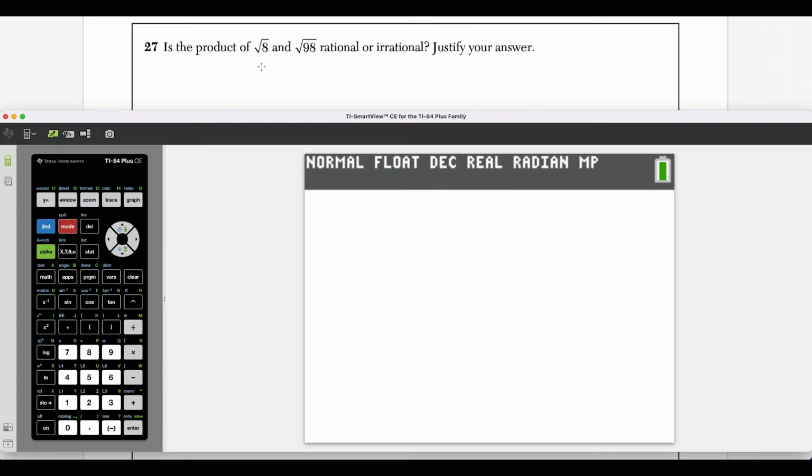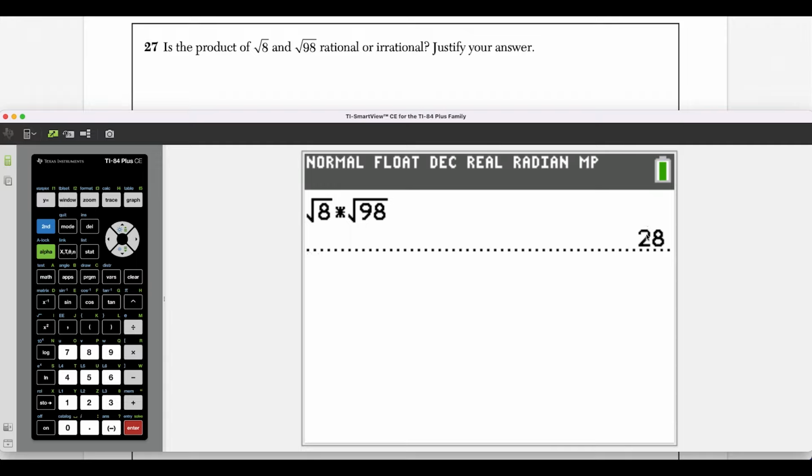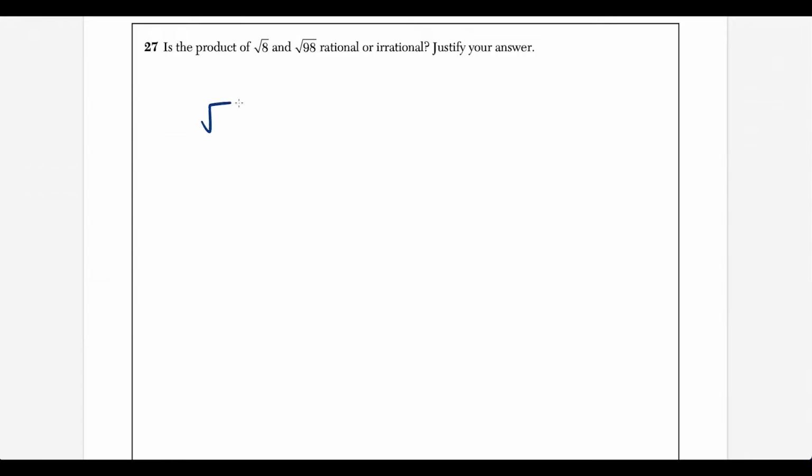For question 27, we want to know if the product of radical 8 and radical 98 is rational or irrational. Well, first up, you have to know that a product means multiply. So if we actually did square root of 8, and then we press the right arrow, and we multiply by the square root of 98, we could just use the calculator here, and this is going to tell us the product is equal to 28. So right away, I know that this product is going to work out to 28. So that would make our answer rational.